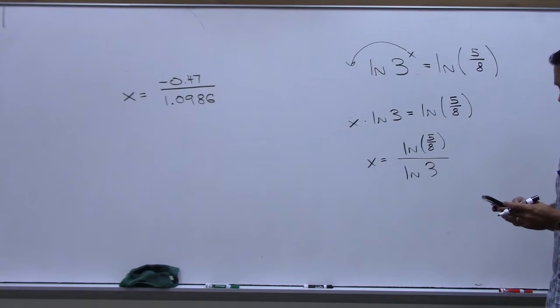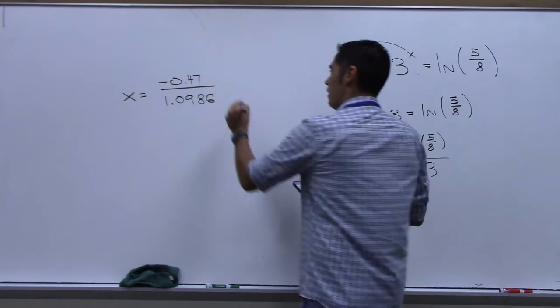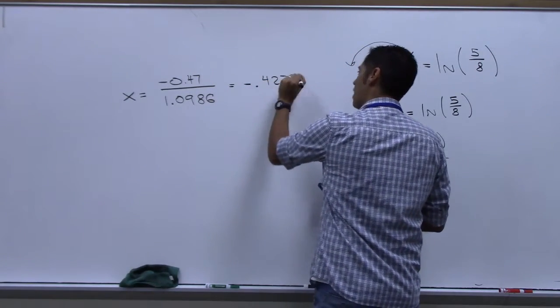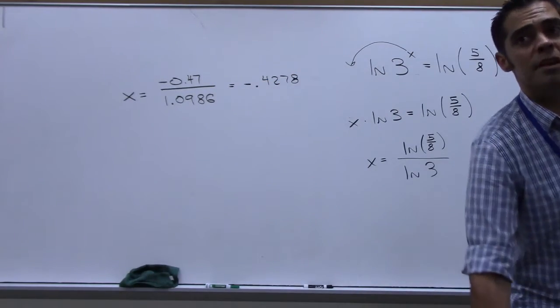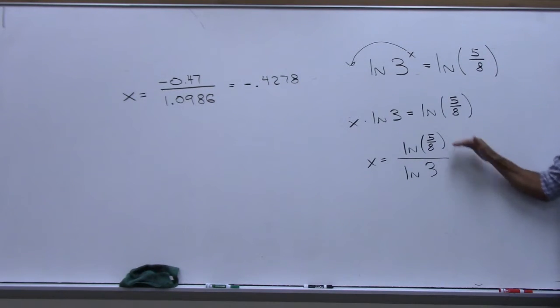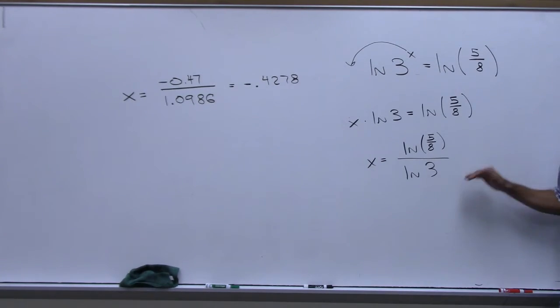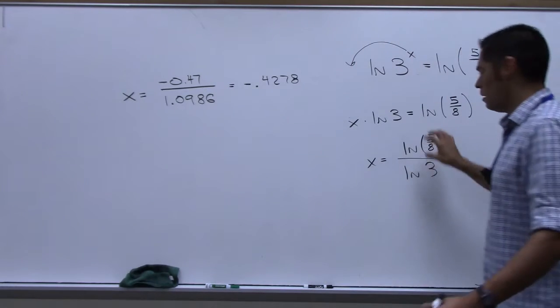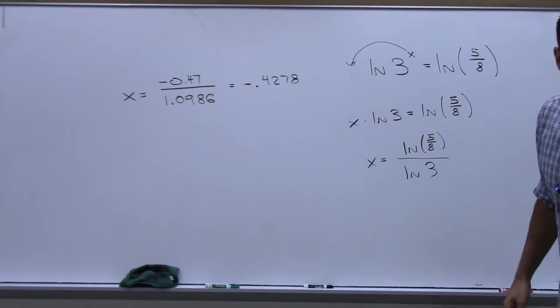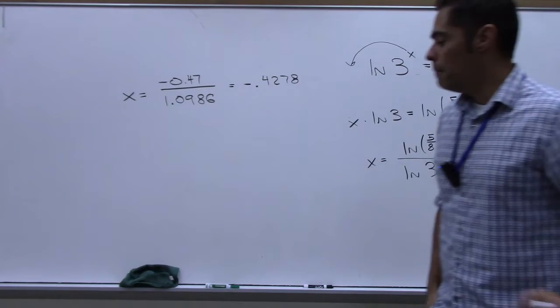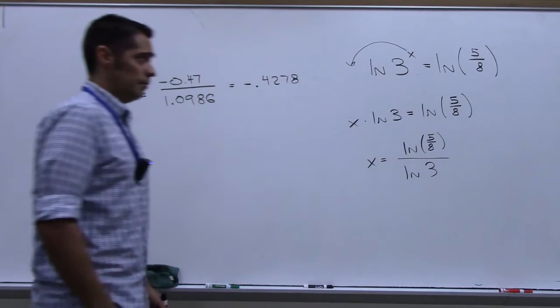Equals negative 0.4278. Yes, no, I was trying to show for people who are trying to do the top and bottom separately what you should be getting for the top and bottom. Because on some of these calculators, you have to do it one at a time. So, I have a question. If I pushed the log button instead of natural log, should I have gotten the same answer? And I did.